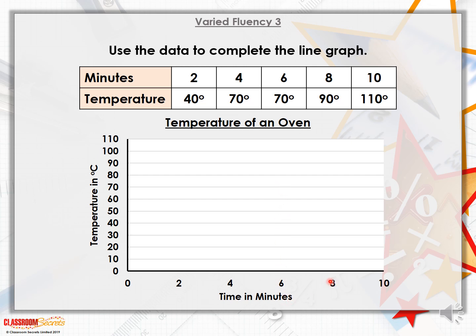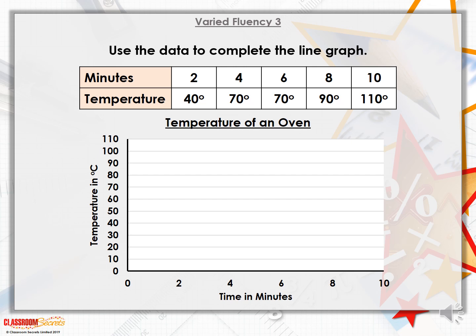So 6 minutes, go up, and I draw a little dot there. Then 8 minutes, I go up to 90, draw a little dot there, and then 10 minutes, it's 110, so that's right at the top there. So in line with 10, all the way up to 110. I'm going to use my pen tool. Let me get my pen at the ready. So let's have a look.